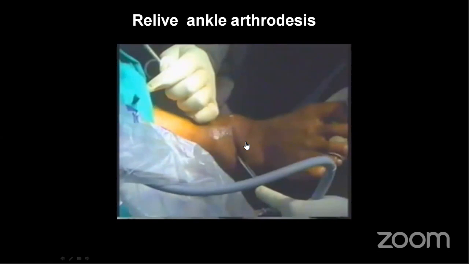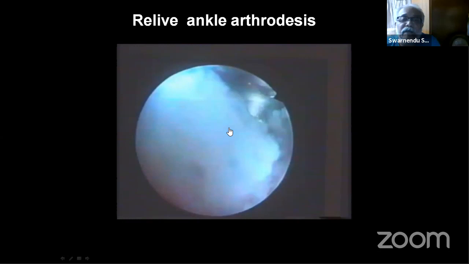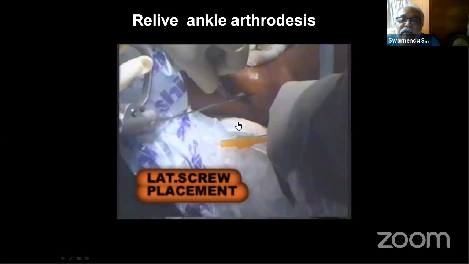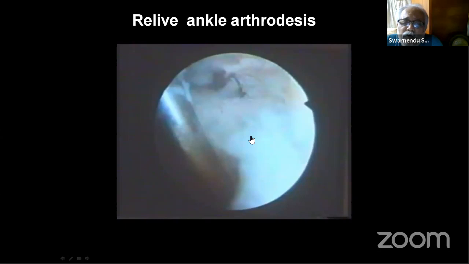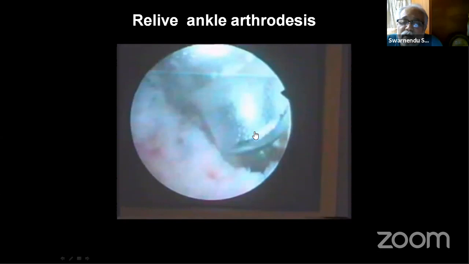So this is the way, you can see, I am going with the 6.5 cannulated screw, and also going from the medial and lateral side. This is the lateral screw. The main thing is that when you go from the medial side, don't tighten the screw completely, because if you tighten the screw completely, you will never be able to see the other screw going in. So this is the way it is seen.